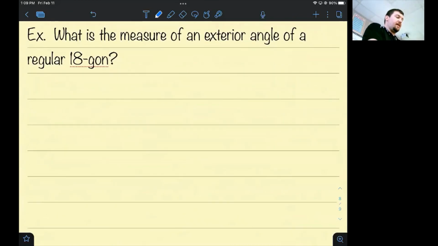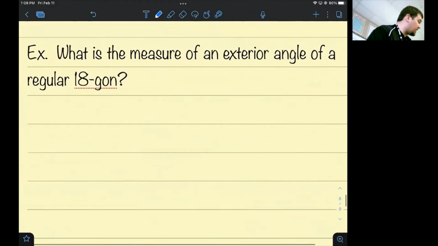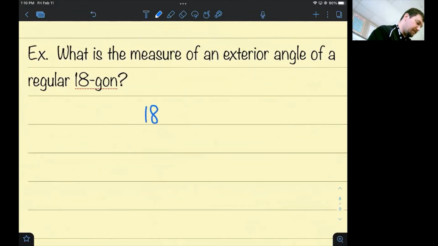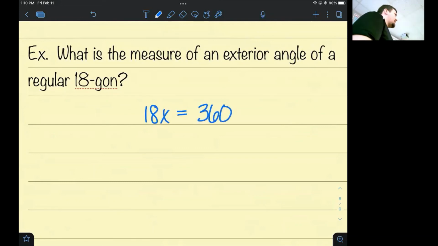What is the measure of an exterior angle on a regular 18 gon? What do you think, Lizzie? I haven't heard from you yet today. I want you to tell me what you would do. Say it one more time. 18. Now, why aren't you subtracting 2 and then timesing by 180? I'm just asking. It's not what you did for the other ones.